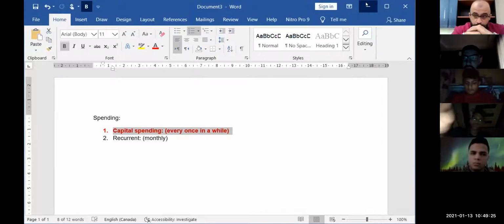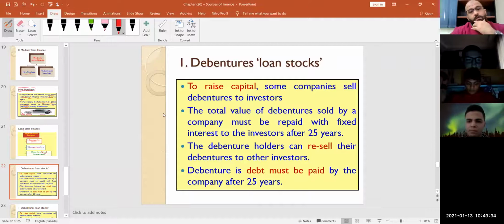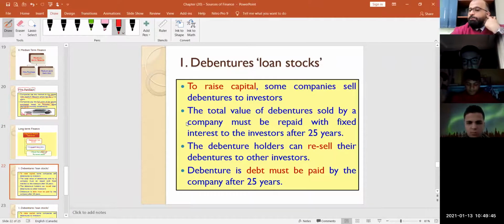Yes, sir. There is no PowerPoint. Oh, okay. Sorry. So did we see this? Did you see this, guys? The long-term sources of finance: debentures, long-term bank loans, and shares, right? Right. Let's move on. Go ahead, Ziad.